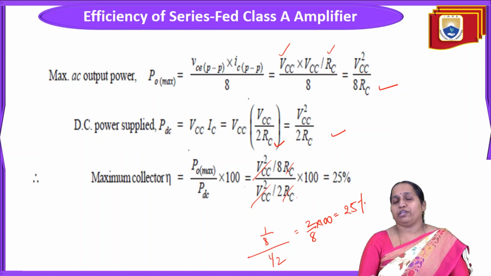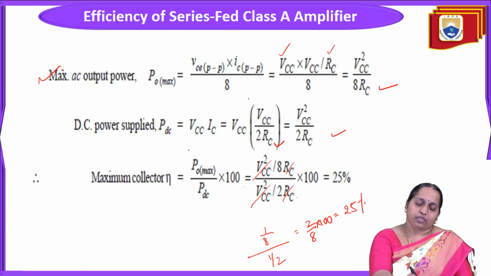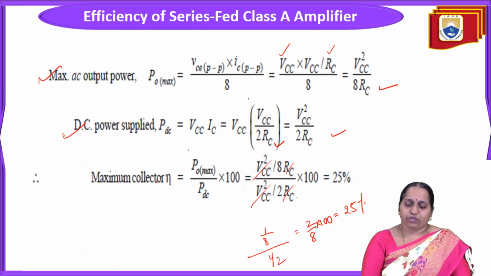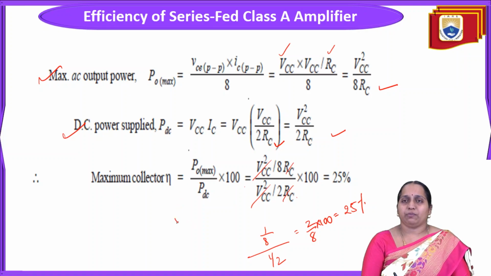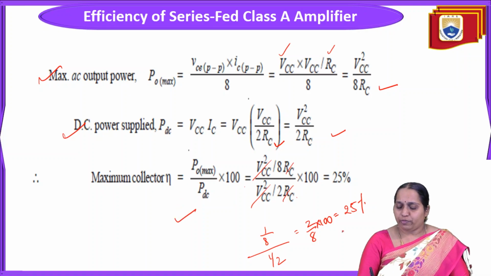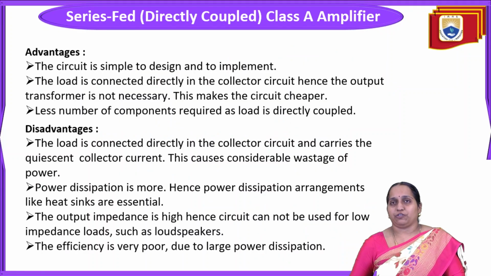This is how you calculate efficiency of series fed class A amplifier. First we'll calculate maximum AC output power. Then what is the DC power? Then the ratio of these two, that is maximum AC power output by DC power supplied, that is PDC, into 100 will give you the maximum collector efficiency. So maximum collector efficiency of class A series fed power amplifier is 25%. Maximum is 25% that you can achieve.